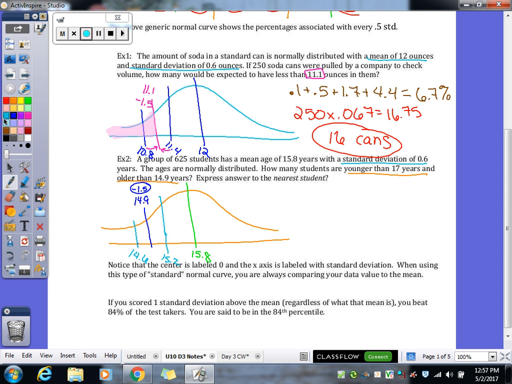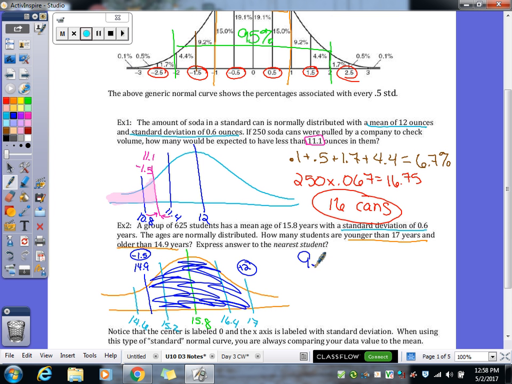So now we have to find our 17, so we got to go up. So 15.8 plus 0.6, and then plus 0.6 again. There's our 17 over here at positive 2 standard deviations. So we're looking for all these percentages in between negative 1.5 and our positive 2. So if we look up above, we are adding the 9.2% plus the 15 plus 19.1 and then plus another 19.1 plus another 15 plus another 9.2 and then plus a 4.4. All of the percentages until you get to 2.